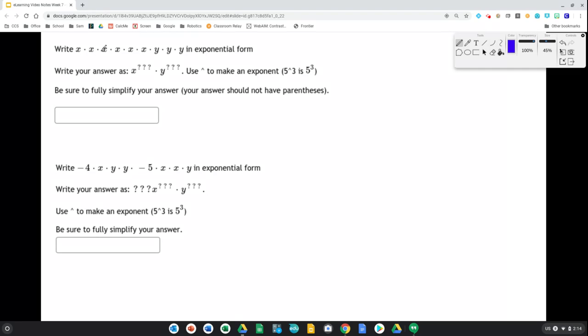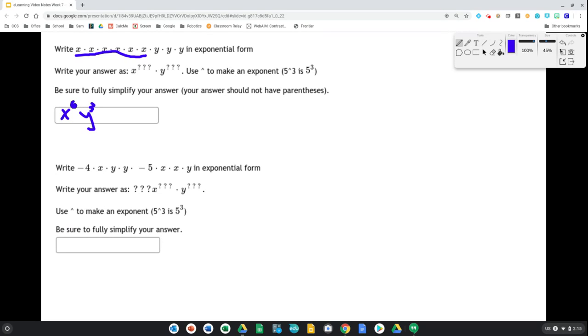So x times x times x times x times x times x. If you count right there, how many x's do you see? Okay, 6. And so in our simplified monomial, we would just write x to the 6th. How many y's do you see in that problem? Okay, there's 3. And so we'll put y to the 3rd. And so our answer is just going to be x to the 6th, y to the 3rd.